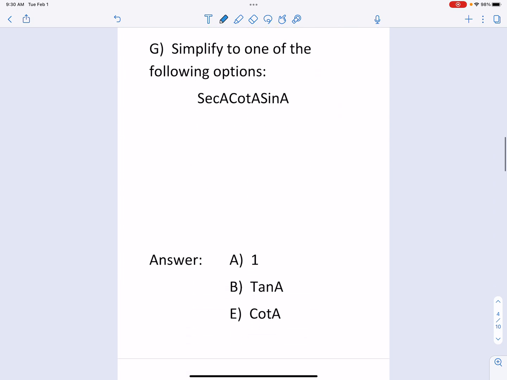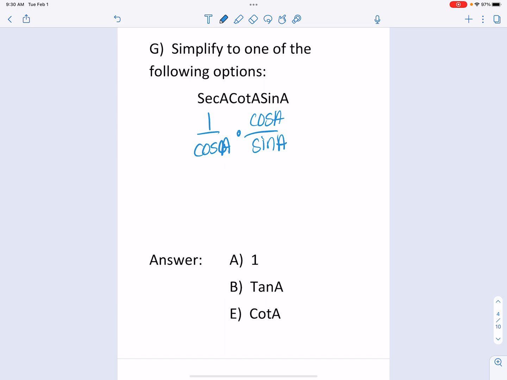Okay, this one is not that bad. I'm going to give you a hint. I would write them all as sines and cosines and see what cancels. So go ahead and pause and write them all as sines and cosines and see what happens. Okay, when it's multiplying, it's a little easier. So pause and try it. So secant is 1 over the cosine. Cotangent is the cosine over the sine.